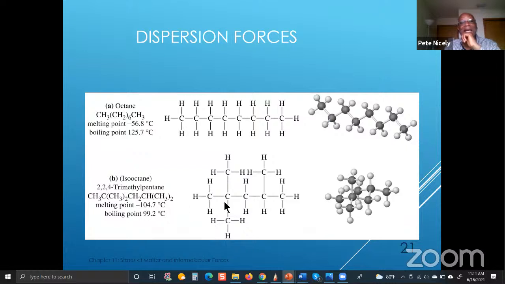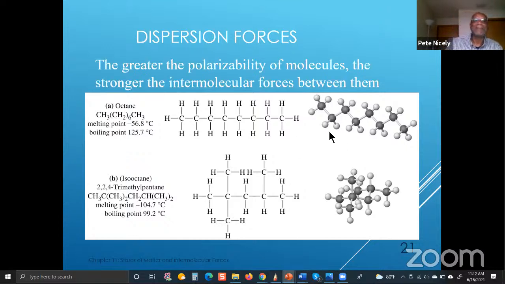We tend to see this type of force existing, for example, in hydrocarbons, alkanes, such as octane and isooctane. Again, because these molecules are basically nonpolar, the intermolecular forces between them would be of that type, dispersion forces. And let me just say that dispersion forces are typically weak, all right? However, their strength can be affected by several factors. One of them is polarizability, which we talked about before. So the more polarizable the molecule is, the stronger the intermolecular forces that would exist between them.